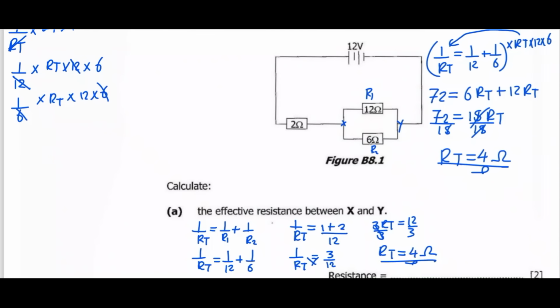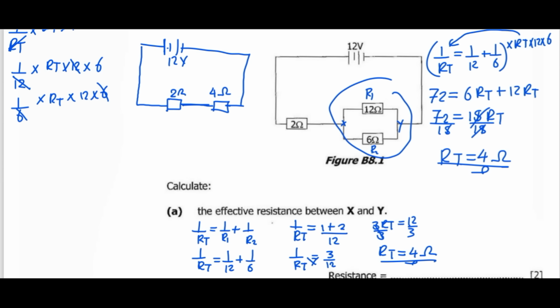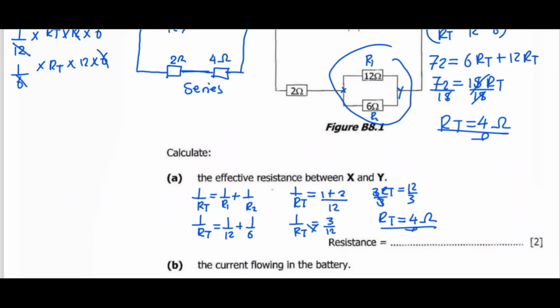So what this means is if we were to redraw this circuit diagram, it is like this. We know that here we have 2 ohms. Then these 2 resistors have been combined to form 1. So we are like this now: here we have 4 ohms with 12 volts. So this is parallel here. Then if we combine these, we can see that we have now a series here. So let's look at the next question.